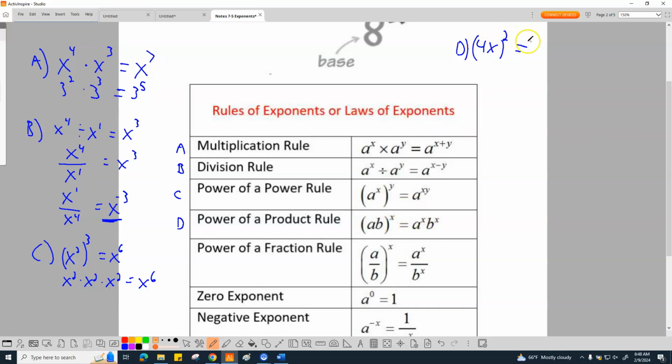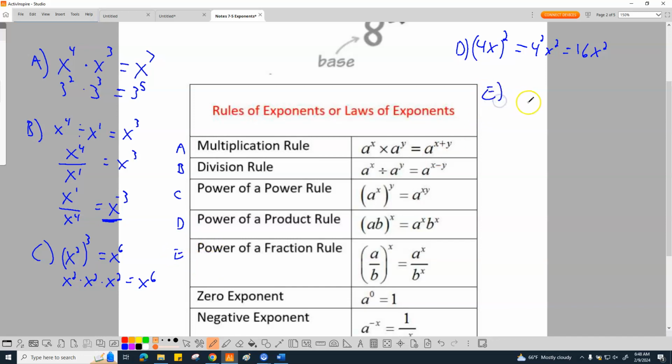So this comes out to 4 squared times x squared, which ends up coming out to 16x squared. That's what those rules mean. So now let's check out the power of a fraction rule. It's not that big of a deal.